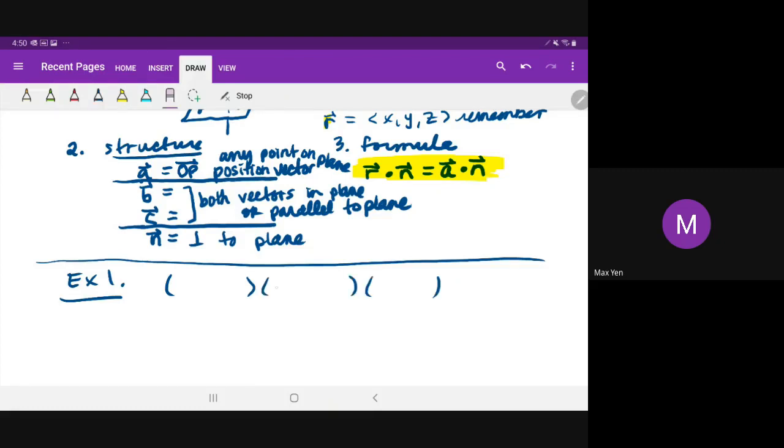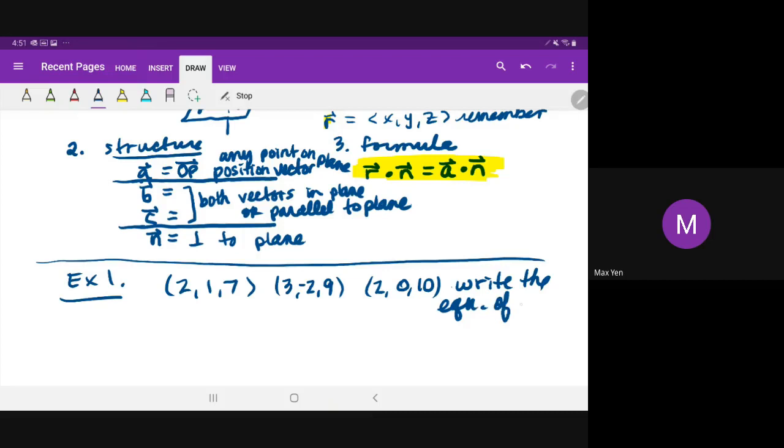Okay, so here, let me leave a little space so we can name them. And sometimes they don't name them in the textbook. They'll just write 3 points. So they give you 3 points: 2, 1, 7; 3, negative 2, 9; and, let's say, 2, 0, 10. Okay, so you have 3 points. And they say, write the equation of the plane containing these 3 points.